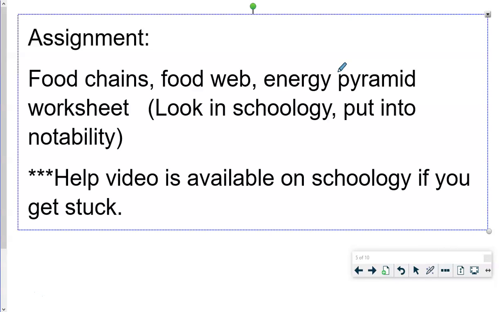So if you're stuck and you're just like, I don't know what to do, watch the help video. And that has me doing some of the worksheet with you. So you can kind of follow along and fill in answers. And then when you're ready, you can stop the video and just finish it on your own. So it's going to have you make a food chain and a food web and an energy pyramid, answer a few questions about it, and then also do a little vocabulary review as well. Okay, so that's what you've got going on for today.